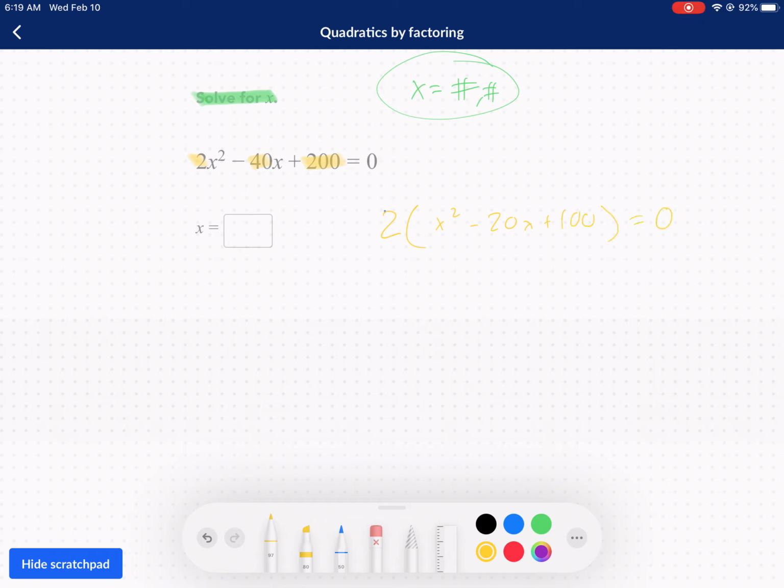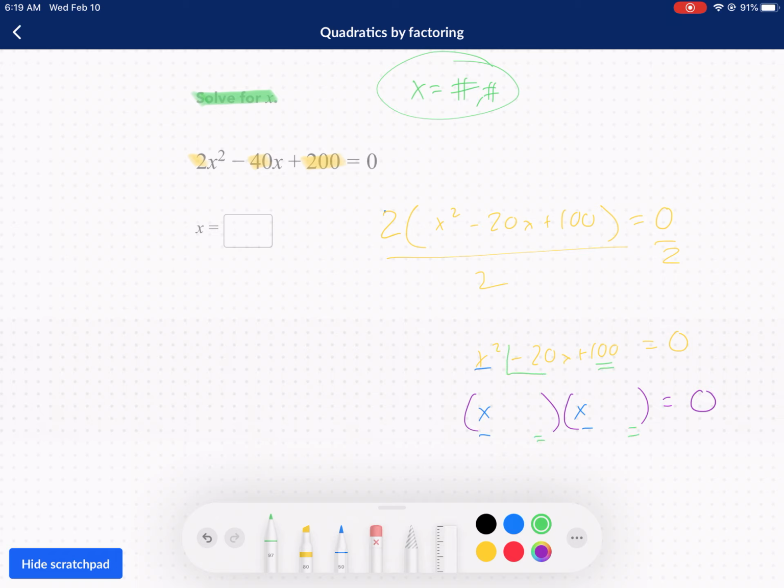What's cool about that is I can just divide by 2 now, and it disappears. Pretty cool. Minus 20x plus 100. Yellow was a bad choice. So now I need to put my two parentheses, set equal to 0. The first term of the trinomial goes in the first slot, and we're going to have x and x. That's pretty clear. Then we need the factors of 100. That will go here.